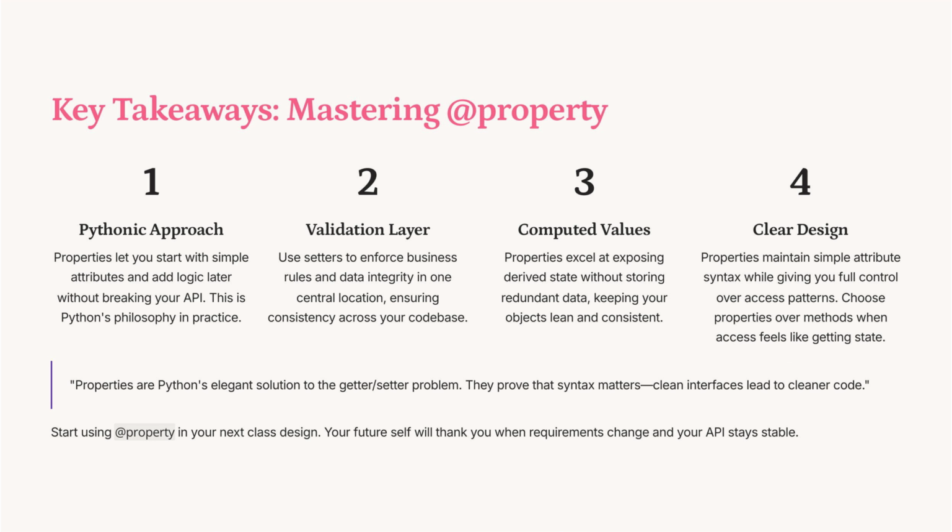Properties embody Python's philosophy by allowing simple attributes to evolve with added logic, maintaining API stability. Setters enforce business rules centrally, ensuring data integrity. They expose computed values without redundant storage, keeping objects efficient. Opt for properties over methods for clear design, as they offer control with simple syntax, enhancing code clarity and maintainability.